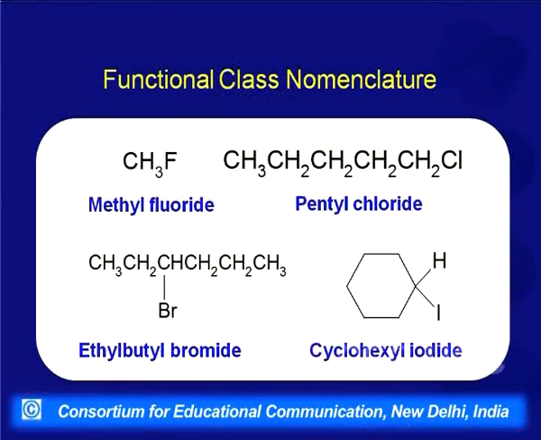So, let us look into some examples of functional class nomenclature. We have for example, methyl fluoride, pentyl chloride, ethyl butyl bromide, cyclohexyl iodide. As has been said, the longest chain needs to be considered here, to which the halogen atom is attached, and then we name it as two separate words and we call it functional class nomenclature.